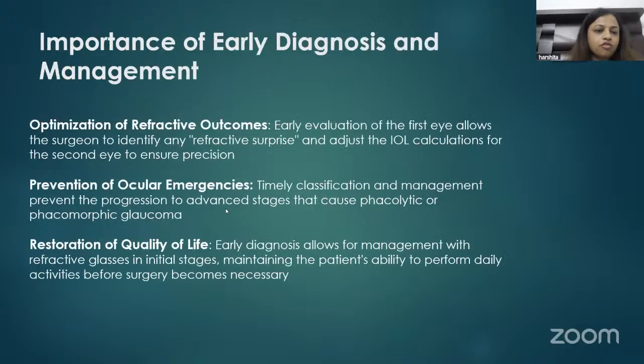Then B scan ultrasound, I have already told. So the importance of early diagnosis and management is basically the optimization of refractive outcomes, prevention of ocular emergencies like phacolytic and phacomorphic glaucoma, and restoration of quality of life. Early diagnosis allows for management with refractive glasses in the initial stage, maintaining the patient's ability to perform daily activities before surgery becomes necessary. Thank you.